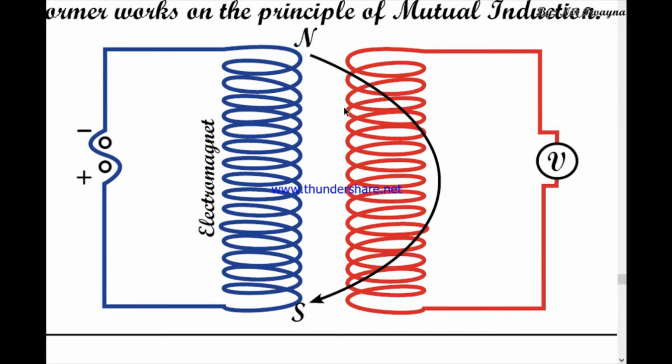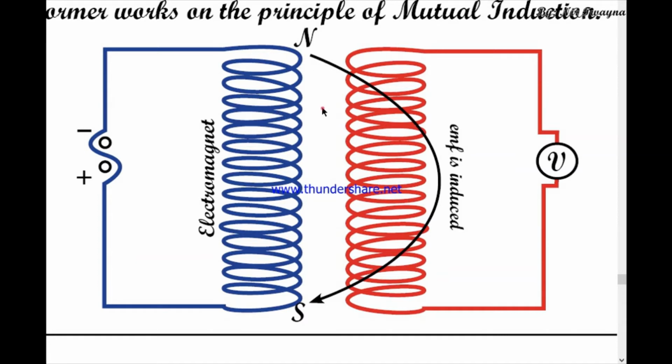That means the magnetic flux linked to this red solenoid is changing. And what happens when magnetic flux linked to a solenoid changes? EMF is induced. Understood? So in this solenoid, new EMF is induced. This is the main principle of the transformer.